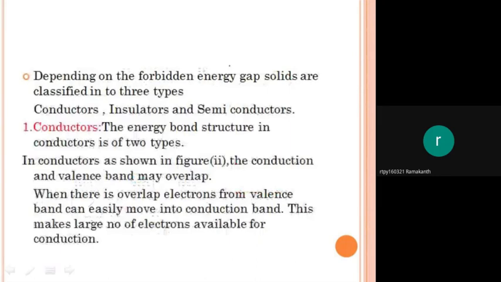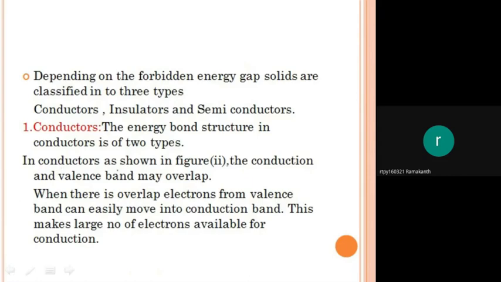Okay. So now, depending on the forbidden energy gap, solids are classified into 3 types. Once again, I am classifying the same materials based on the energy gap: conductors, insulators, and semiconductors. So now I want to show the energy band diagram here. The energy band structure in solids is of two types.